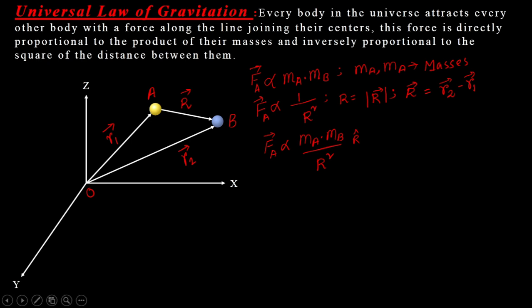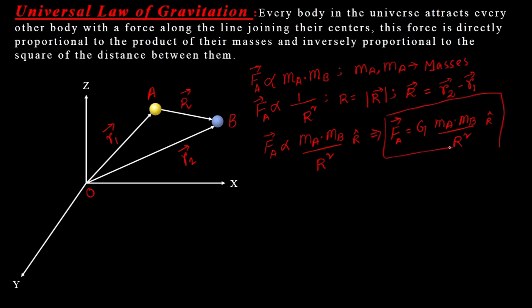Now combining these two relations, we can write that Fa is proportional to ma times mb upon r square times r cap. This can be written as Fa equals some constant G ma times mb by r square times r cap. So this gives the force acting on the object A due to the object B, and this is basically the mathematical form of Newton's law of gravitation. Here G is the constant of proportionality and is termed the universal gravitational constant.